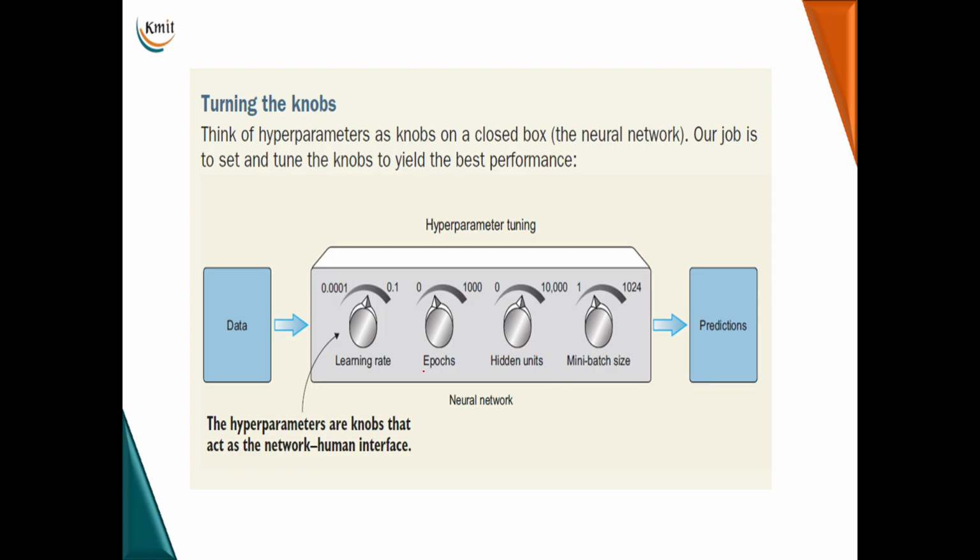So this is just a pictorial representation of the hyperparameters. Tuning of hyperparameters means what? We are varying the values of those hyperparameters. So I can consider these hyperparameters as knobs whose values can be varied, and our job here is to set and tune the knobs to yield the best performance of the model. So I can vary the learning rate, I can vary the epochs, the number of hidden units involved in the network, as well as how many batches of data should be used for training the model. All these are the hyperparameters that will be decided by the data scientists.